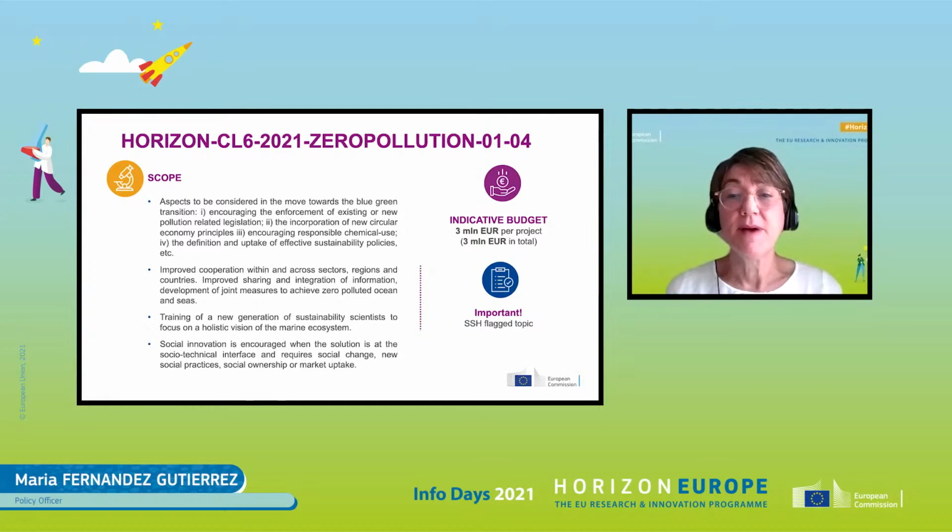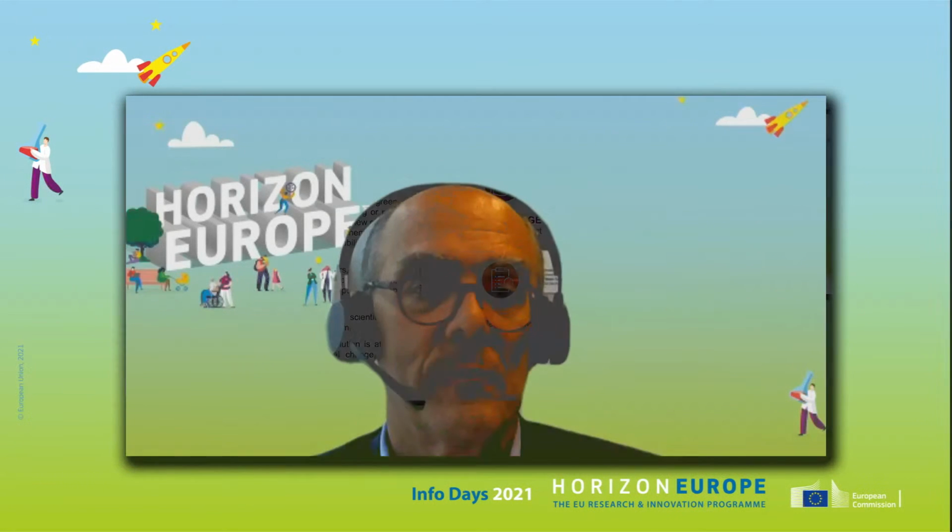The indicative budget per project is 3 million euros and the indicative budget for the topic is 3 million euros. And an important note is that the project is flagged for social sciences and humanities, meaning that it requires the effective contribution of SSH disciplines and the involvement of SSH experts and institutions. And with this, I conclude my presentation and I thank you very much for your attention.